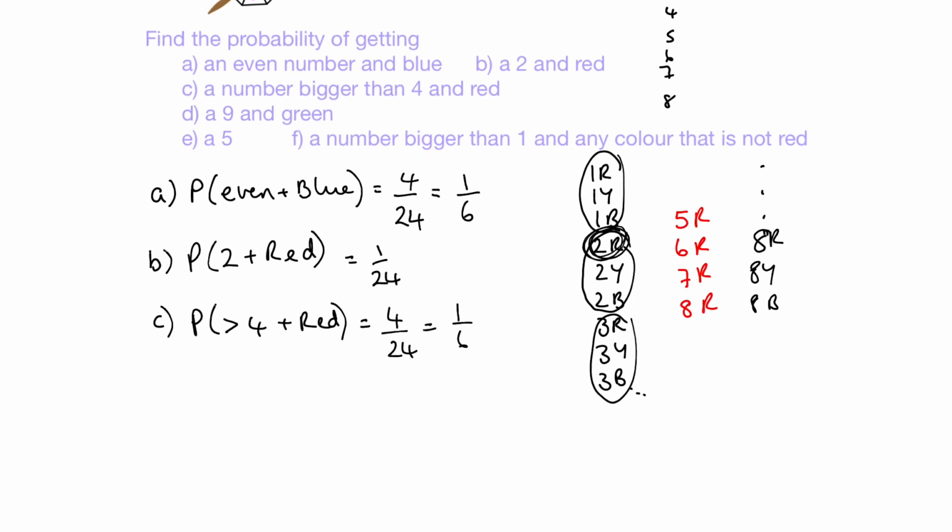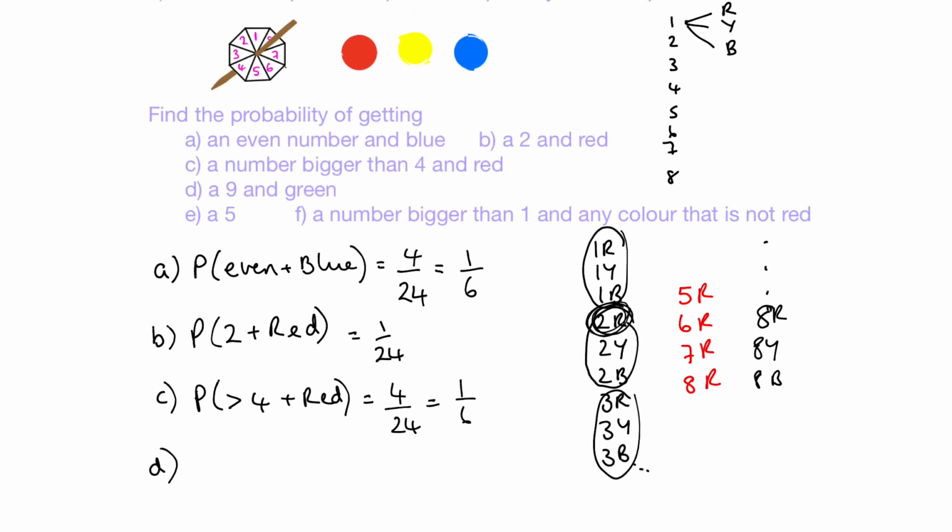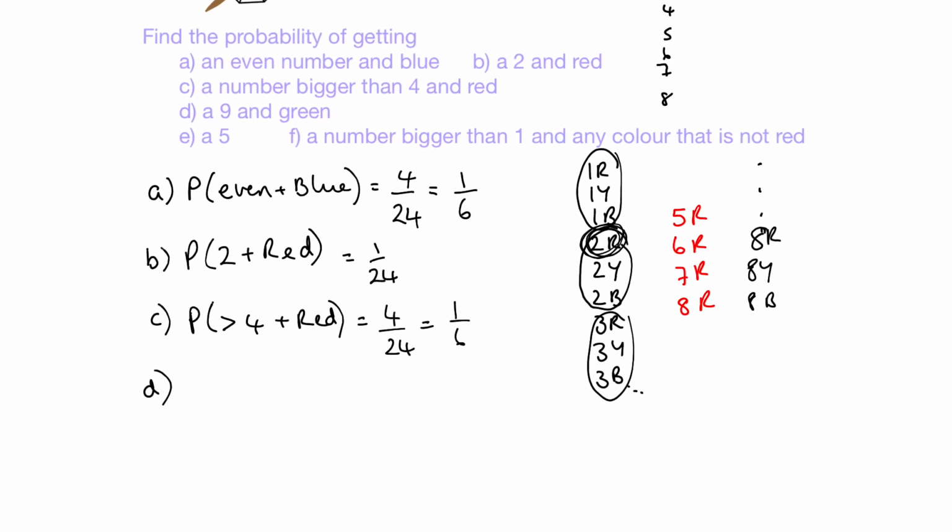Okay. Part D, probability of getting a 9 and green. Well, there's no 9 and there's no green. So it doesn't matter really about the colour if it's probability of 9 and any colour or probability of green and any number. It's still going to be 0, isn't it? Because there's no chance of picking either a 9 or a green because they're not there. Okay.